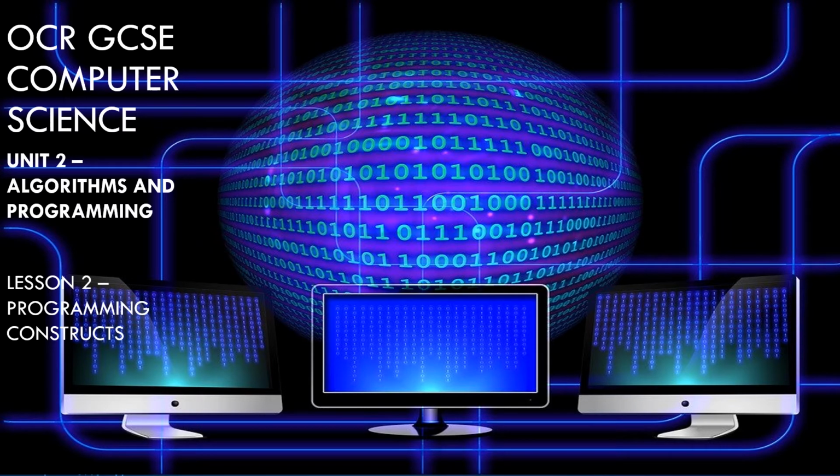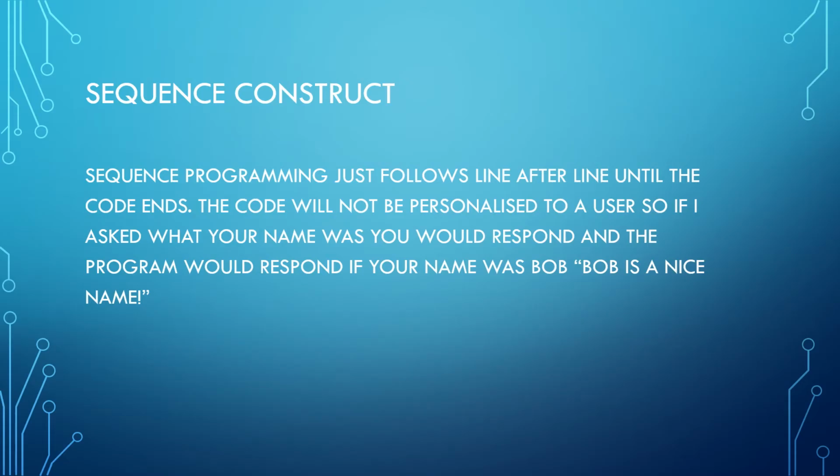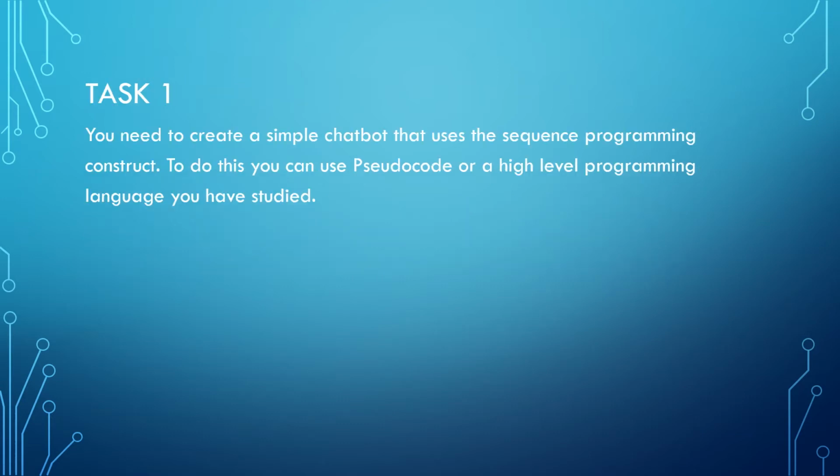Hello, today we will be looking at programming constructs that you need to know for GCSE. So we're going to start with the sequence construct. Sequence programming just follows line after line until the code ends. The code will not be personalized to a user. So if I asked what your name was, you would respond, and the program would respond if your name was Bob, "Bob is a nice name."